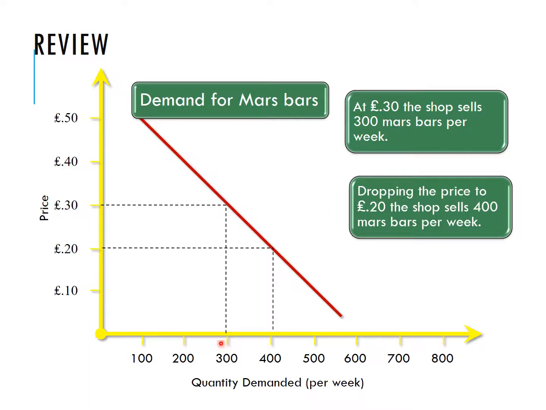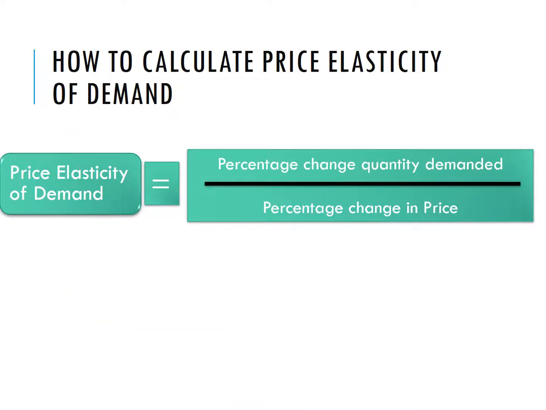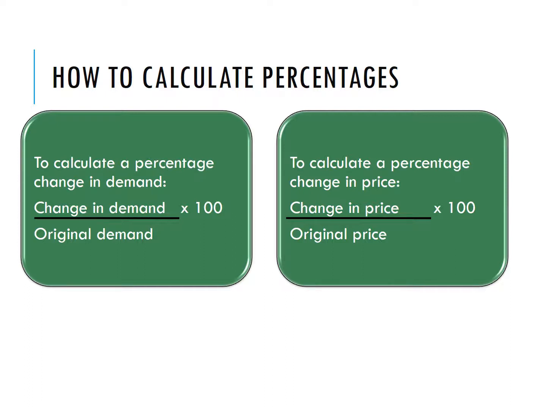So now we have the change in price and the change in demand, and with that information, we can work out the price elasticity of demand. Remembering that the price elasticity of demand formula is the percentage change in quantity demanded over the percentage change in price. And now we can calculate both of these. We need to remember how you calculate a percentage change. You look at the change in the value over the original value times 100. So for the percentage change in price, it's the change in price, minus 10 pence, over the original price, 30 pence, times 100.